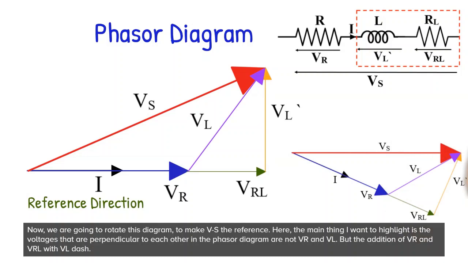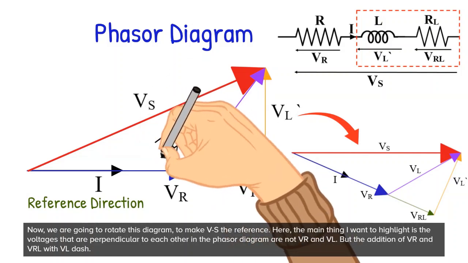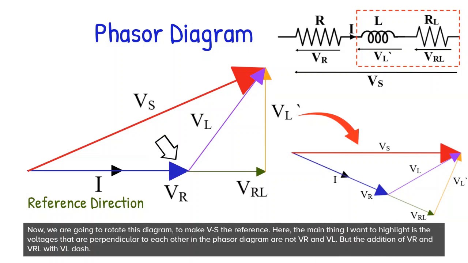Now, we are going to rotate this diagram to make Vs the reference. Here, the main thing I want to highlight is, the voltages that are perpendicular to each other in the phasor diagram are not VR and VL, but the addition of VR and VRL with VL'.